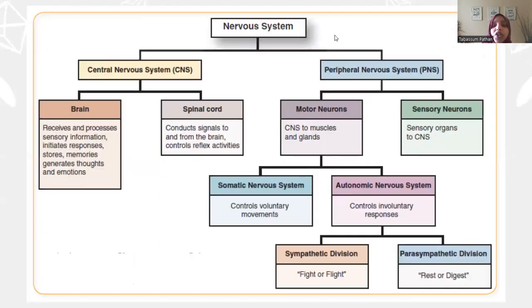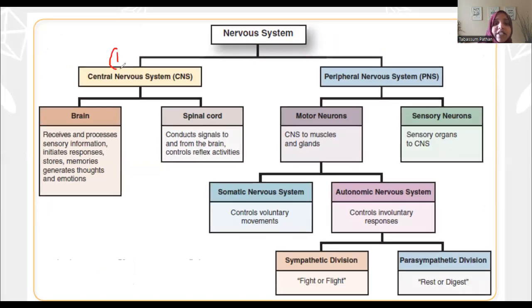Let's begin. So here you see a flowchart of the division of the nervous system. As we have discussed time and again, the nervous system is broadly classified into the central nervous system and the peripheral nervous system. Central nervous system includes the brain and spinal cord because it lies in the central part of the body and major activities are controlled by the brain and the spinal cord.